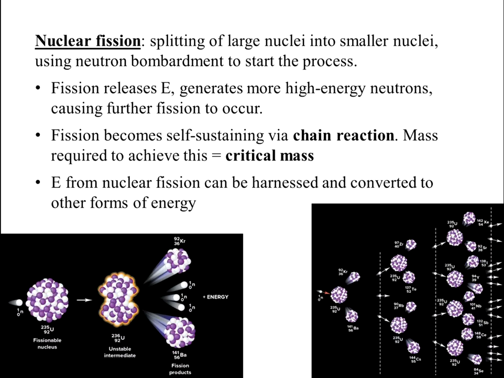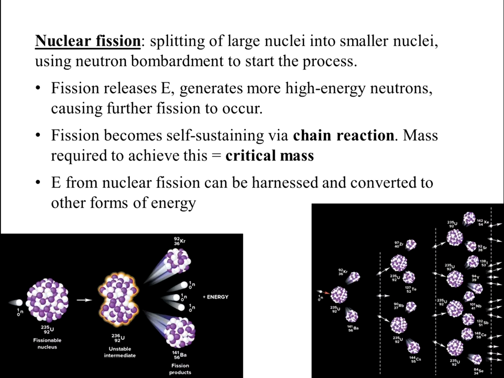Fission releases energy, and in that fission process, of course, we're going to smaller systems, so we don't need as many neutrons to hold the nuclei together. So we release these neutrons, and these neutrons can then go on to cause further fission processes to occur. And fission then, if we have enough neutrons, becomes self-sustaining by a chain reaction. And the mass that we need to achieve this self-sustaining fission process is called the critical mass.